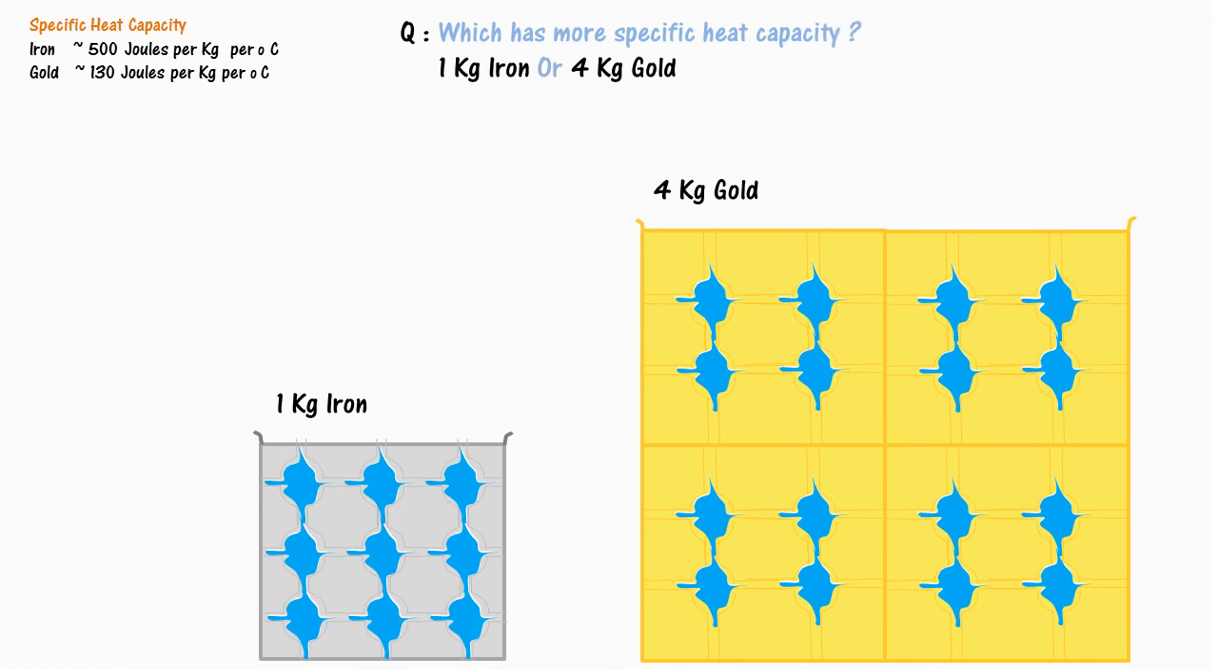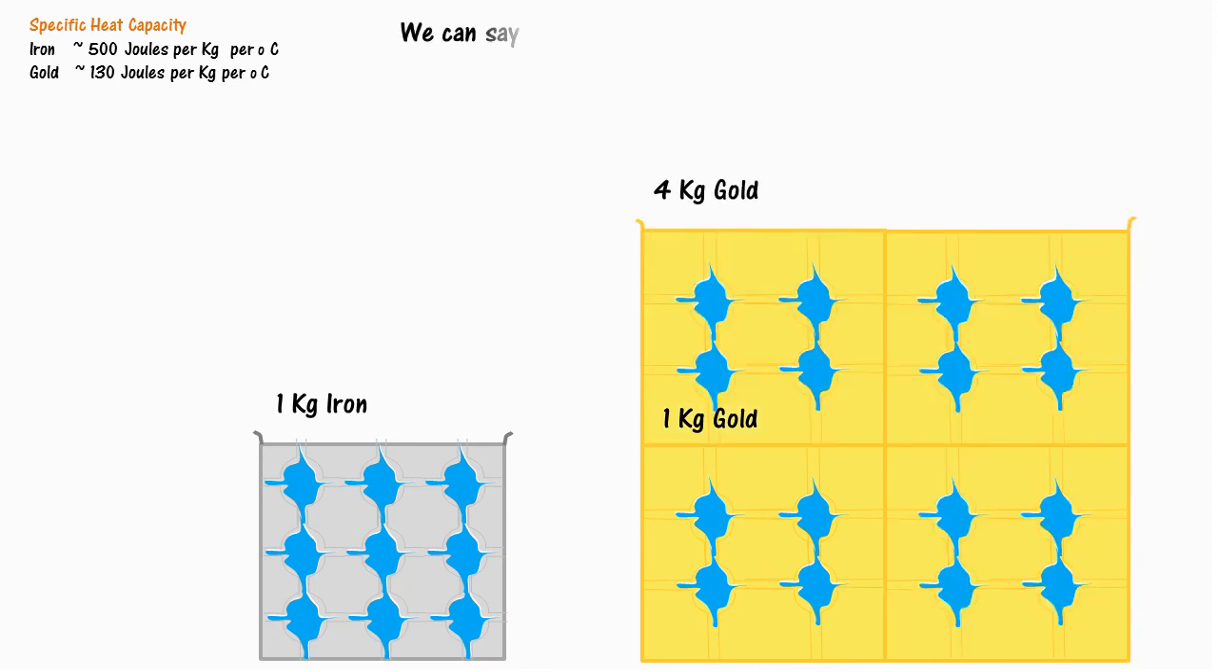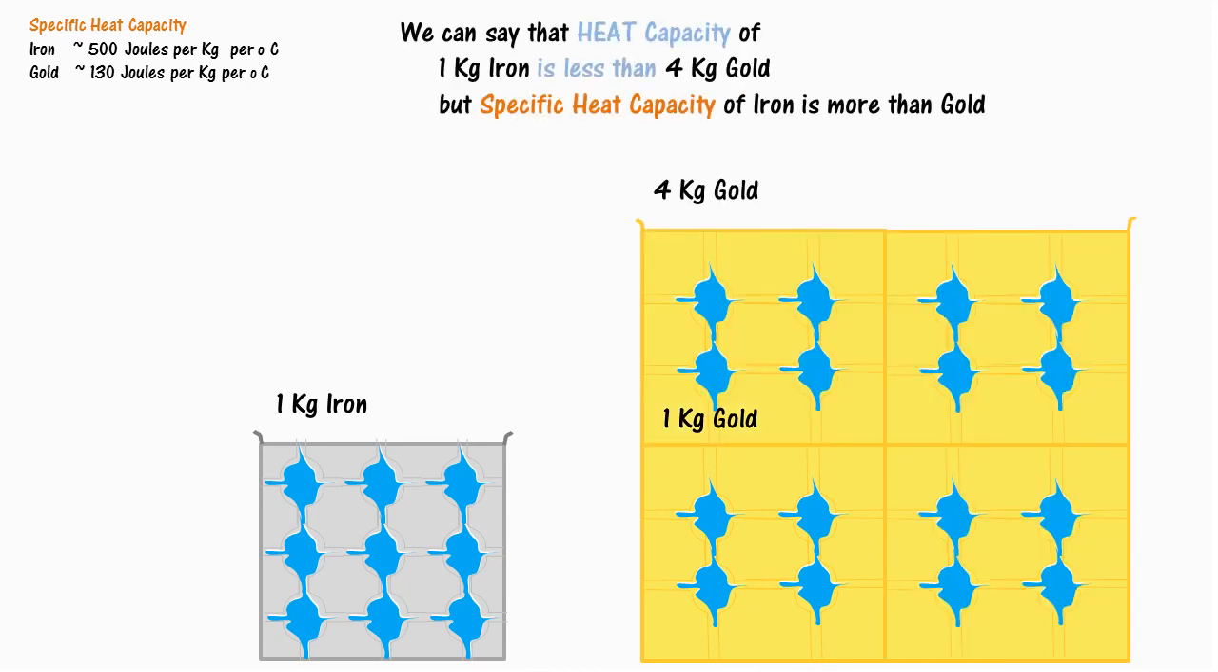Here we have 1 kg of iron and 4 kg of gold. And the question is, which has more specific heat capacity, 1 kg iron or 4 kg gold? Well, that's an absurd question. Specific heat capacity is a comparison of heat required for 1 kg of iron versus 1 kg of gold. And we can say that the heat capacity of 1 kg of iron is less than that of 4 kg gold. So that's a heat capacity. But the specific heat capacity of iron is more than gold.